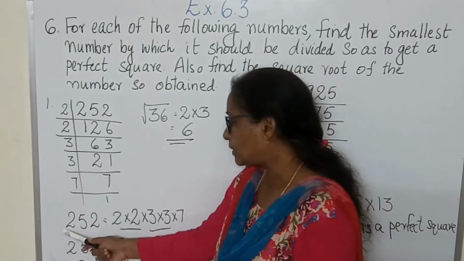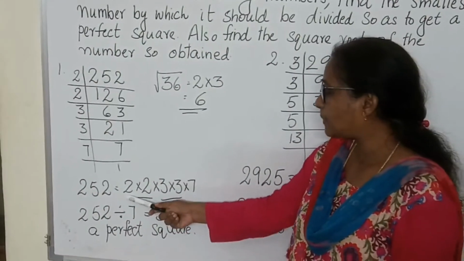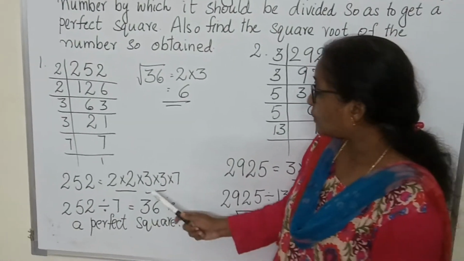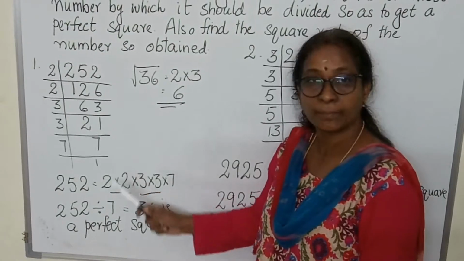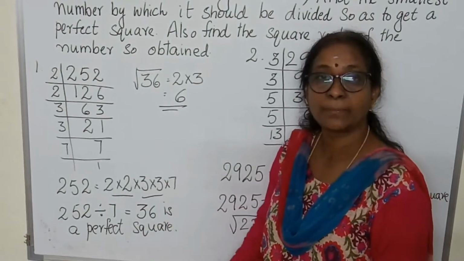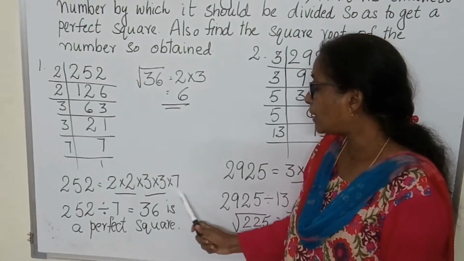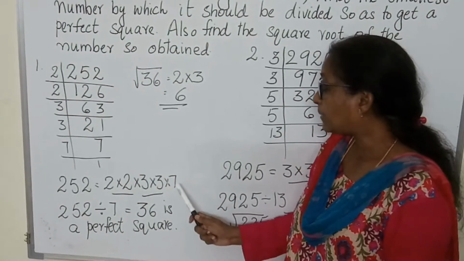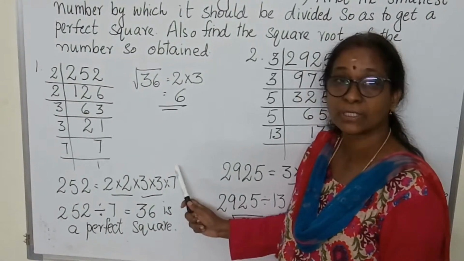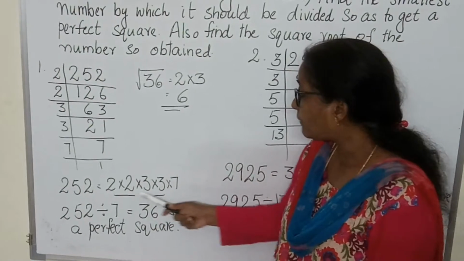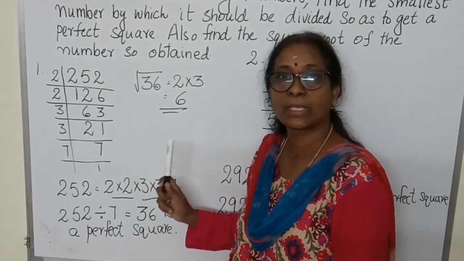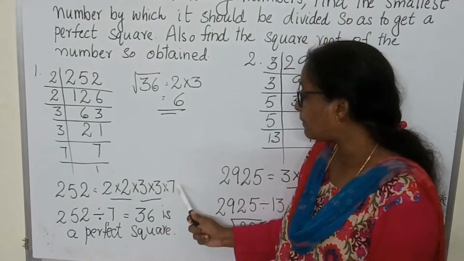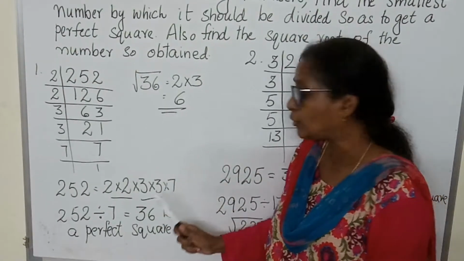So, we wrote 252 as its prime factors. You see here 2's are in pair, 3's are in pair. Which number is not in pair? 7. That means this is an extra number for us. If we have these factors, we can find its perfect square. Square root we can find easily. But this number is extra. So what we have to do?